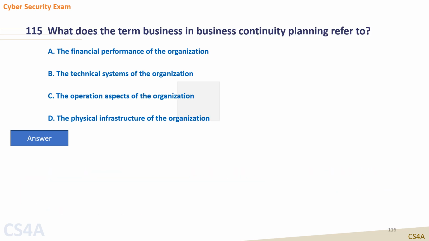Here the question is, what does the term business in business continuity planning refer to? The financial performance of the organization, technical systems of the organization, the operational aspect of the organization, or physical infrastructure of the organization. As per cybersecurity, business in business continuity plan refers to the operational aspect of the organization. So option C is the correct one.